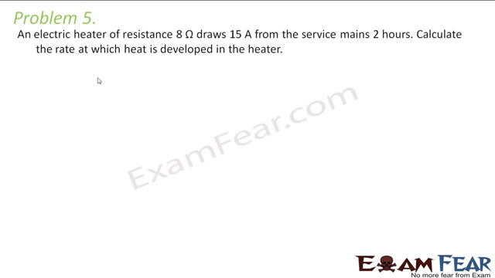Let us look at problem 5. It says an electric heater of resistance 8 ohms. So the resistance is given as 8 ohms, draws 15 amperes from the service mains in 2 hours. So the resistance of the heater is 8 ohms and the current it draws is 15 amperes in how much time? In 2 hours. So we have to calculate the rate at which the heat is developed in the heater.